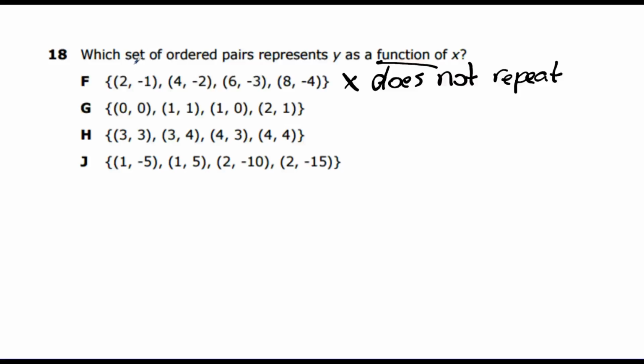You see, where does x repeat? So we have 2, 4, 6, 8. Okay, that went kind of quick. X didn't repeat here. This looks pretty good, but let's check our other answers just to be sure. So we have 0, 1. Uh-oh, there's 1 again. So if it repeats, it can't be a function. Because we said to be a function, x does not repeat.